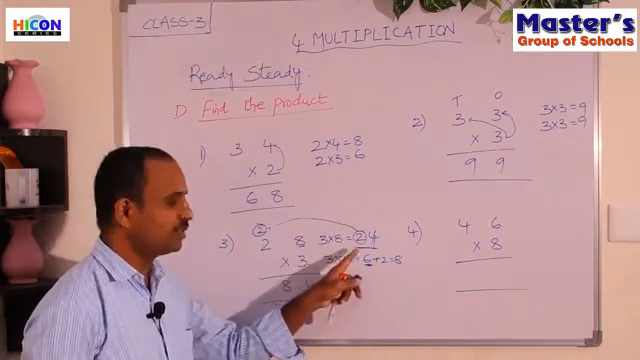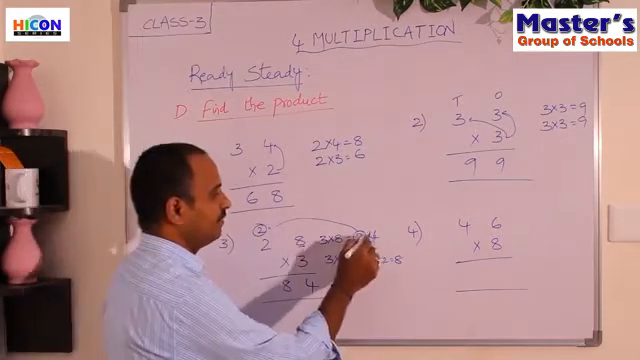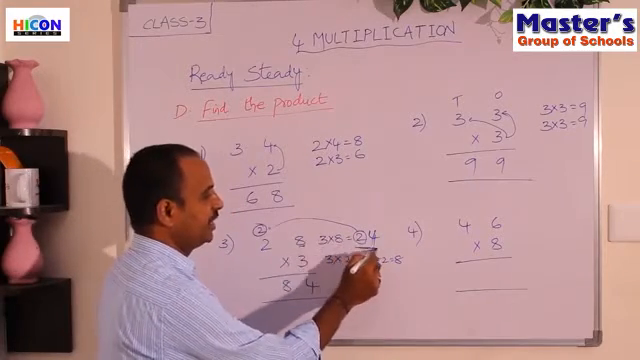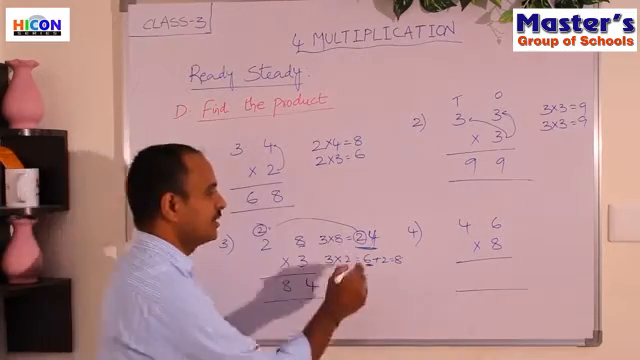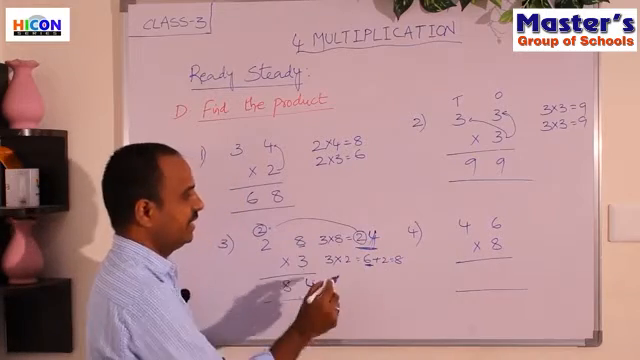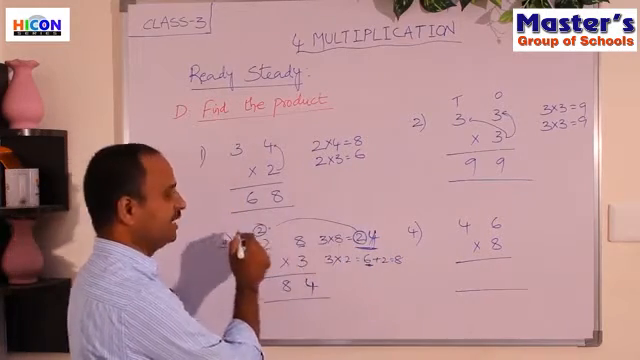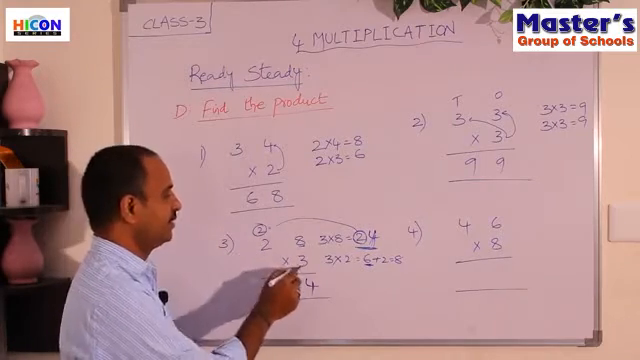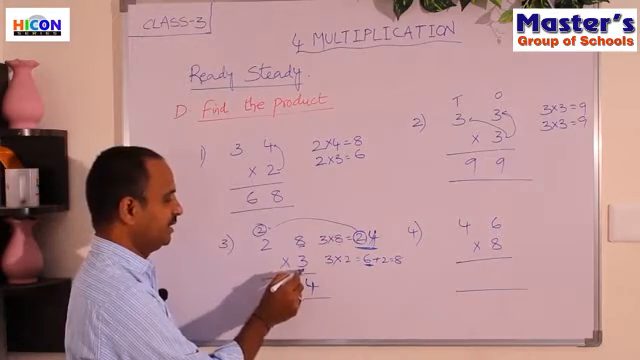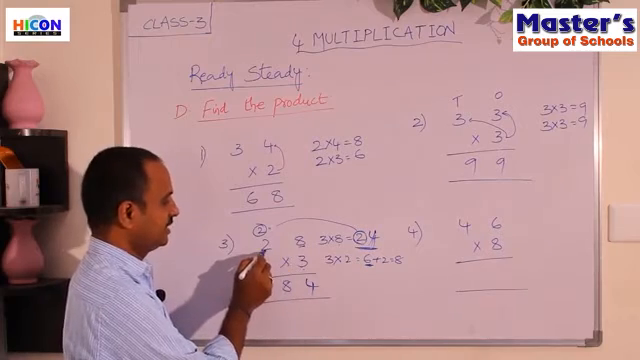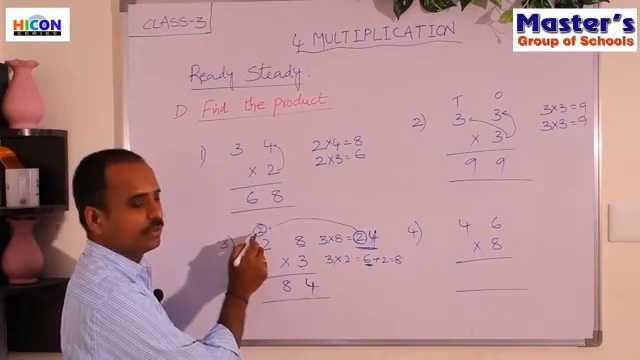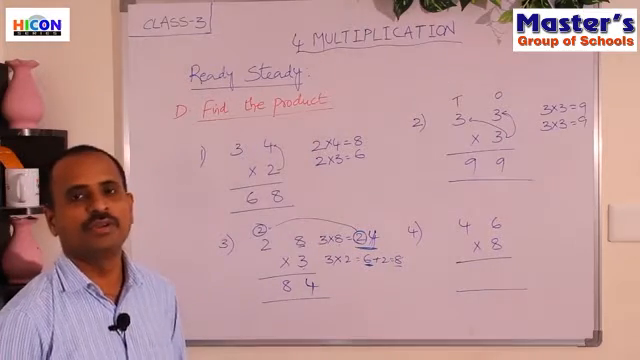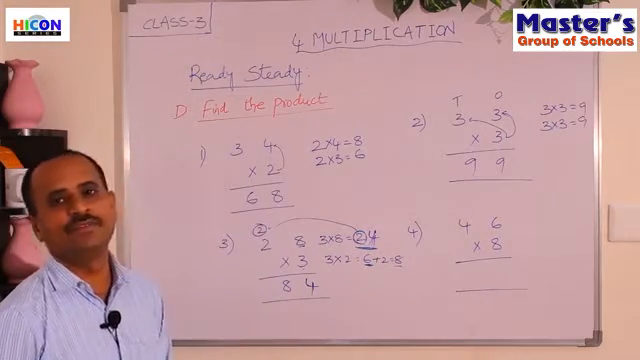So if the product is a 2-digit number, write the ones digit in the ones place. 3 8s are 24. 24 is a 2-digit number. So write 4 under ones place and carry the 2 to the next place, tens place. Now we have to add this carried number with the multiplication. Now multiply 3 with 2. 3 2s are 6 and add the number carried, 2, to the 6. 6 plus 2 is 8. So the answer is 84. That means the product is 84.